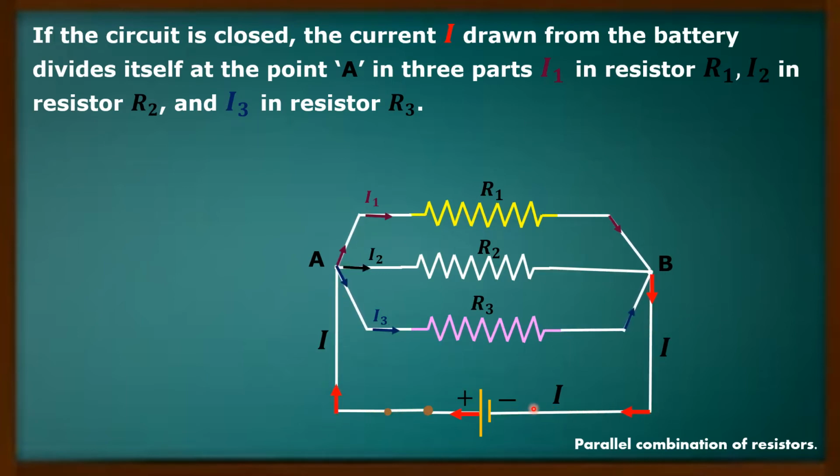So this is the parallel combination of the resistors. When the resistors are connected between the 2 points, say A and B, in parallel, the total current drawn from the battery will get divided, and different currents flow through the different resistors, and all these currents again will join at point B, and that will become the total current again.